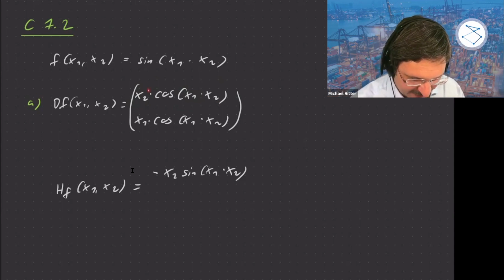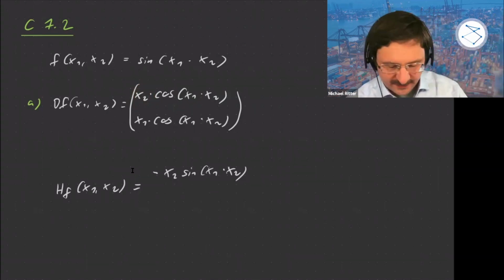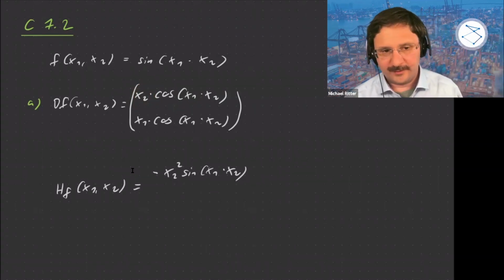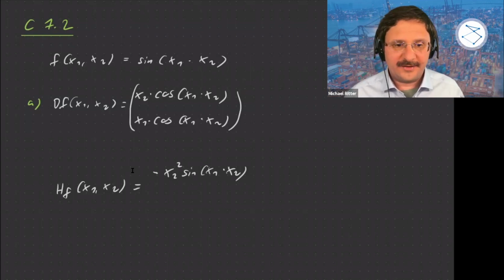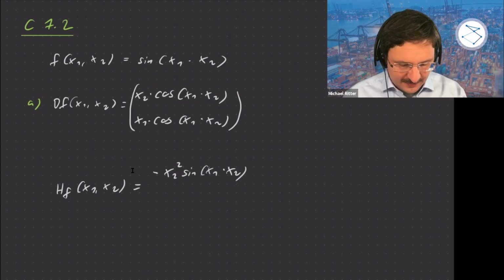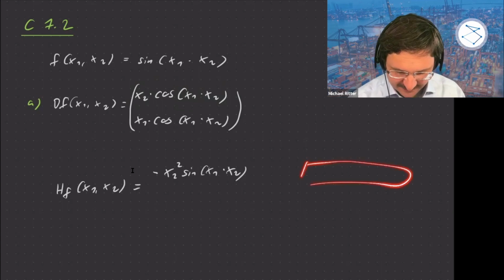And we still have that x2 here. So together with the one that we get from the differentiation, that's an x2 squared. Okay, so that's the first entry of our Hessian. For the second entry, let's do that one here next.